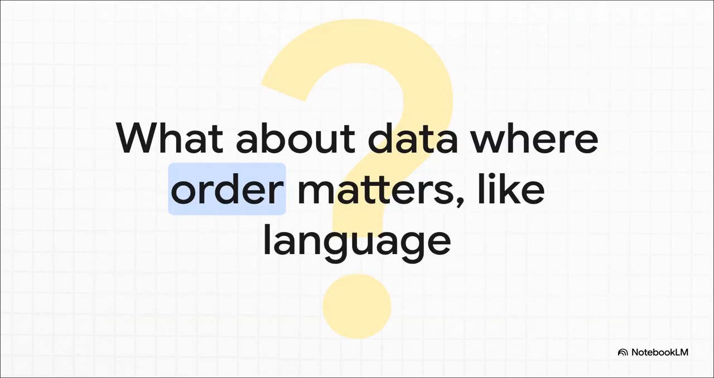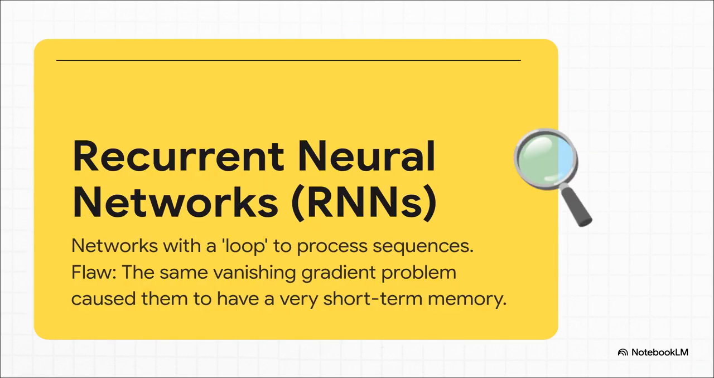But what about language? You know, data where the order of things is everything. The dog chased the cat is a totally different universe from the cat chased the dog. This whole new challenge of understanding sequences, well, it needed a completely new kind of brain. So the first crack at this was the recurrent neural network, or RNN. The idea makes a lot of sense. It's a network with a little loop in it. It reads a word and then passes a bit of memory about that word on to the next step.